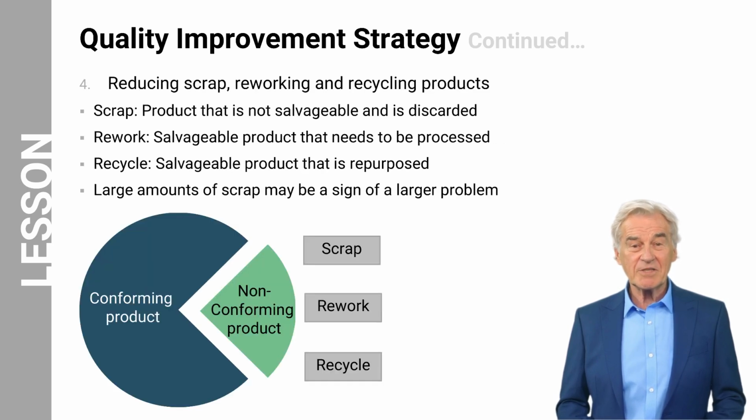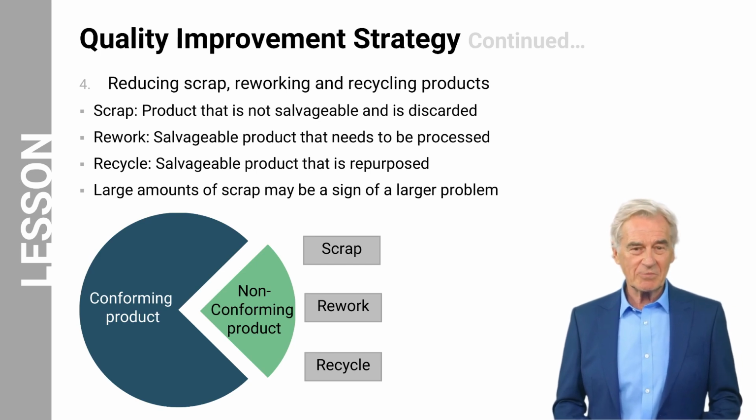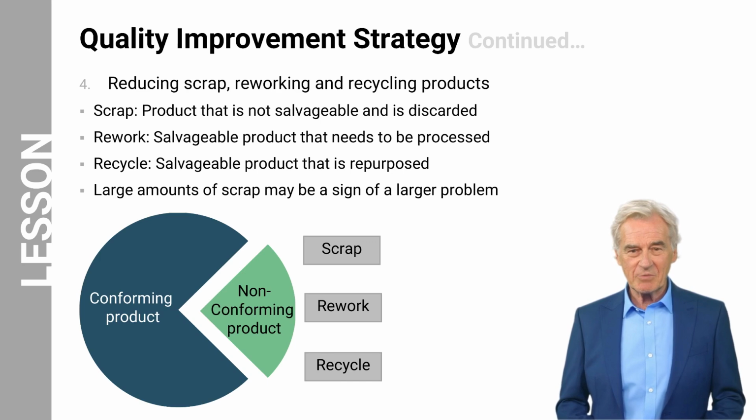Improving quality through the reduction of defects and variability and the improvement of first pass rates will probably result in fewer scrapped, reworked, or recycled products. A product is scrapped or discarded when it is not salvageable. A product is reworked when it is salvageable but requires additional processes to remain in production. And a product is recycled when the whole of it or some of its parts can be modified for other purposes. The figure here shows the 3 types of non-conforming products.